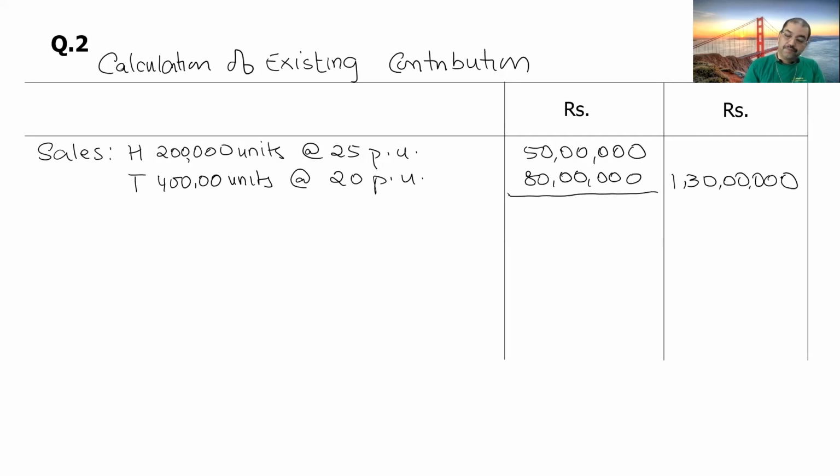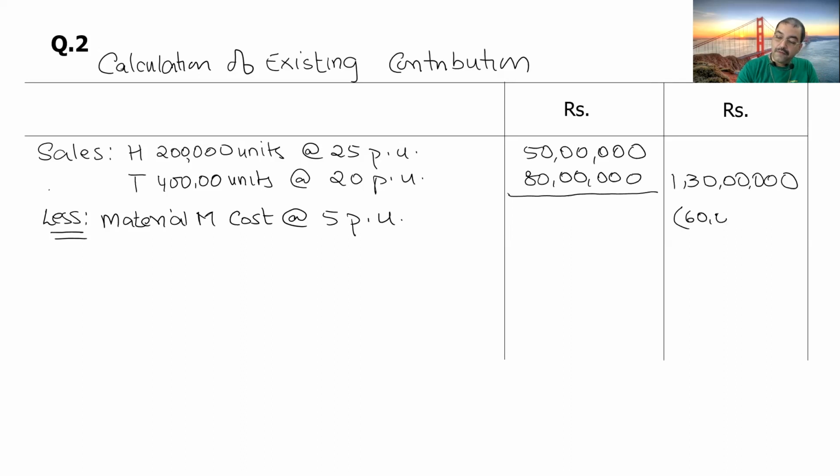Minus from that, material M cost at 5 rupees per unit, 60 lakhs. Other variable cost, 42 lakhs.